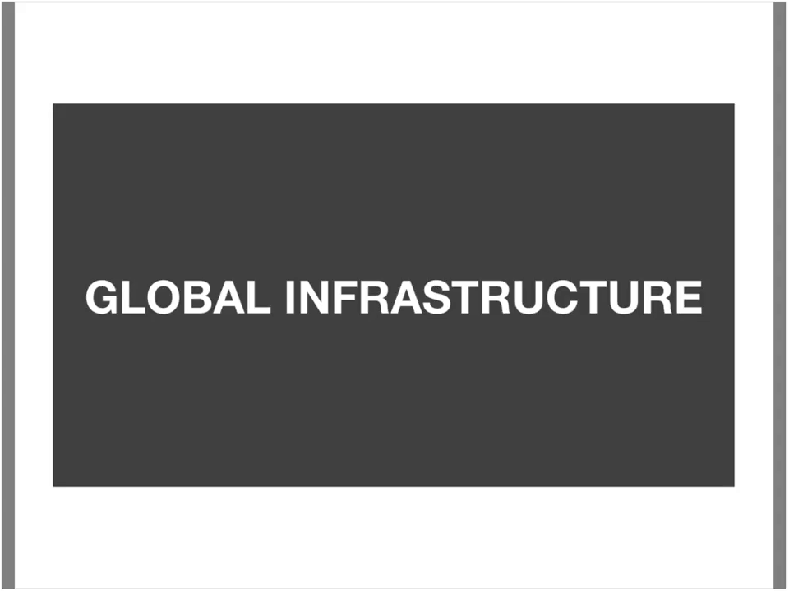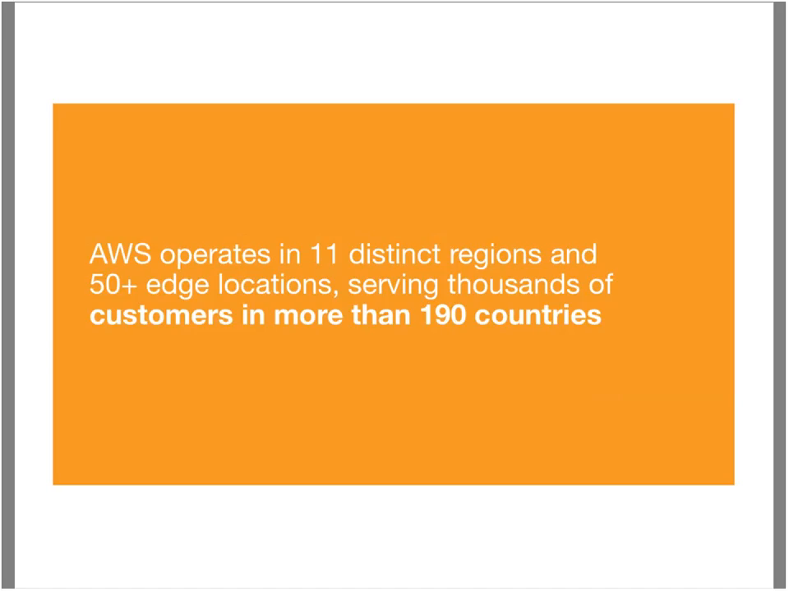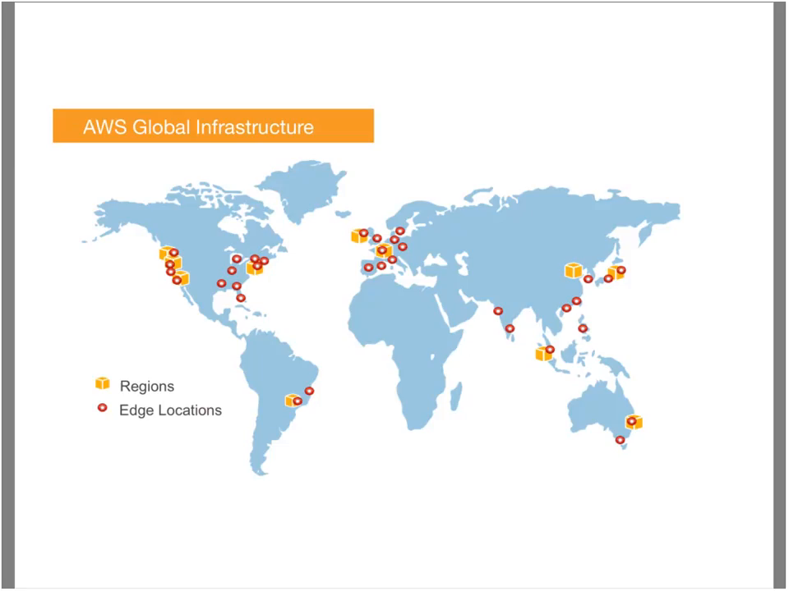The other thing that you get with AWS is global infrastructure. AWS operates in 11 distinct regions with 50-plus edge locations in a content distribution network, serving tens and hundreds of thousands of customers in more than 190 countries. So we have a pretty wide distribution of data centers and facilities and capabilities spread out across the world.